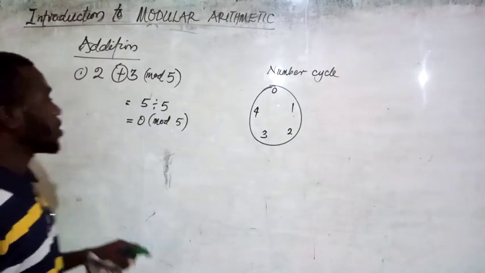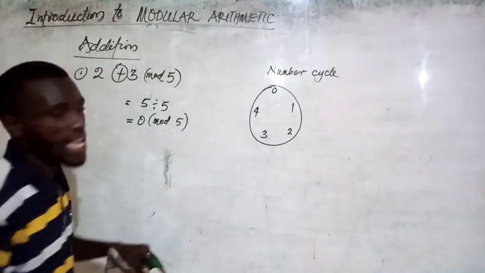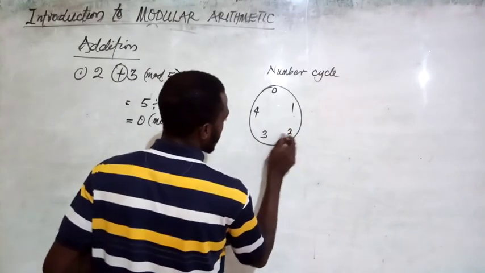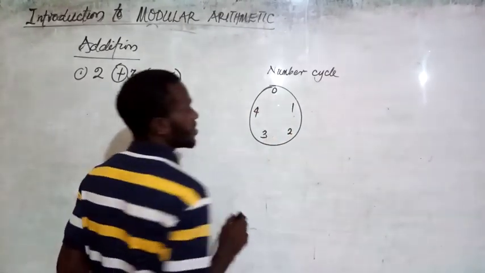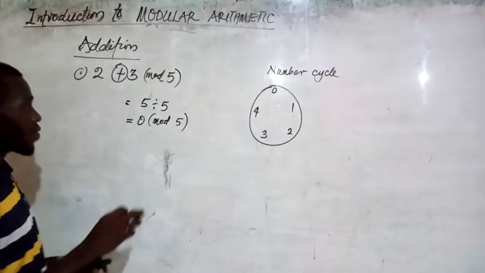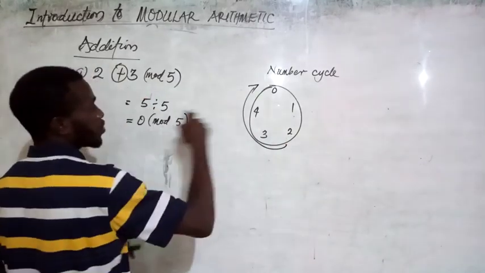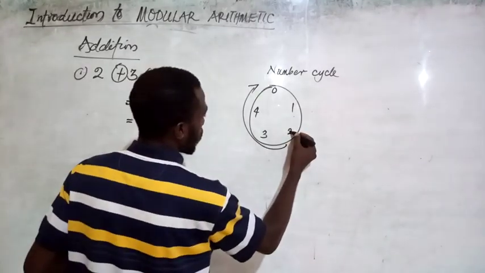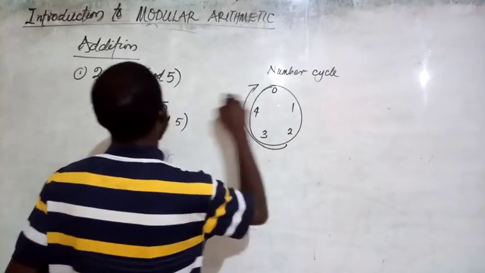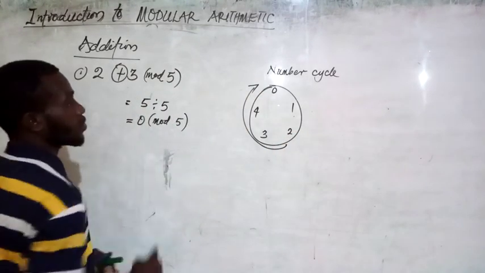So with this, we can now do 2 plus 3. So we stay at 2 and count plus 3: 1, 2, 3. You see how easy that is? Now, we are going in the clockwise direction because it is an addition operation. So we'll go in the clockwise direction from 2, 1, 2, 3, and that gives us 0.